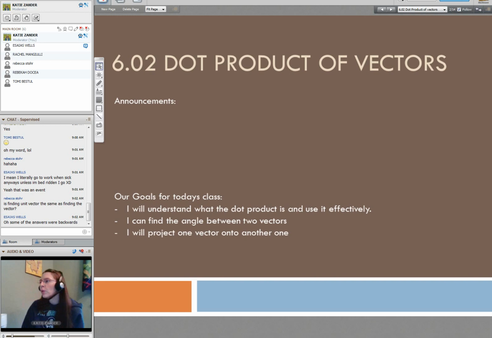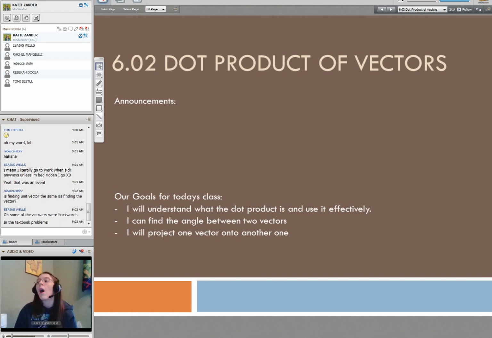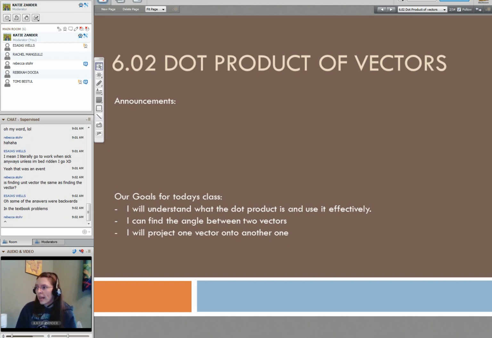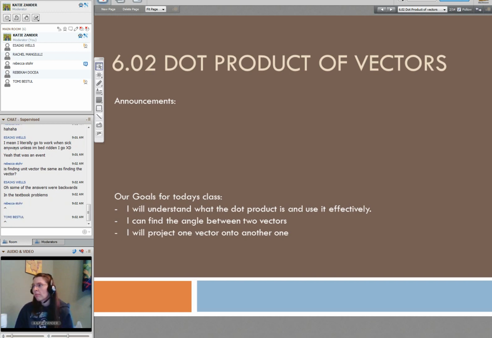No, finding the unit vector. So the unit vector will always give you a magnitude of 1 when you need to find the magnitude. Were some of the answers backwards? That may happen. I haven't checked it out myself, but that definitely could be. But finding the unit vector is a little bit different than finding the actual vector.